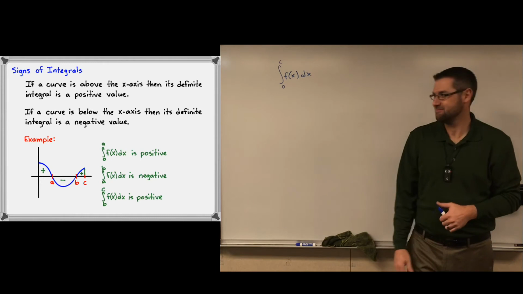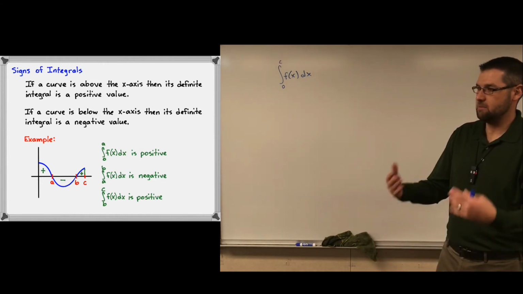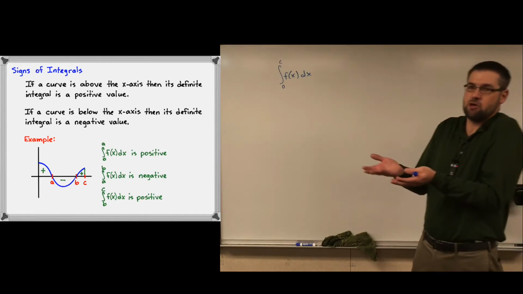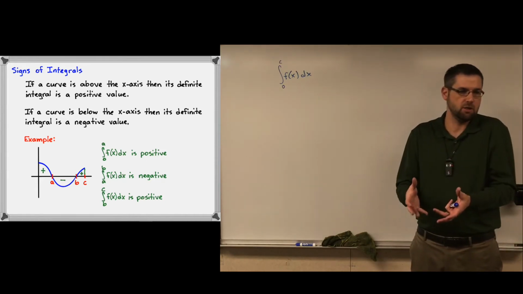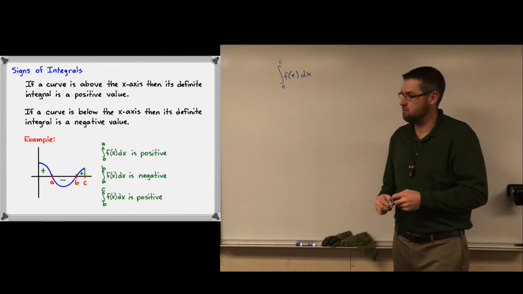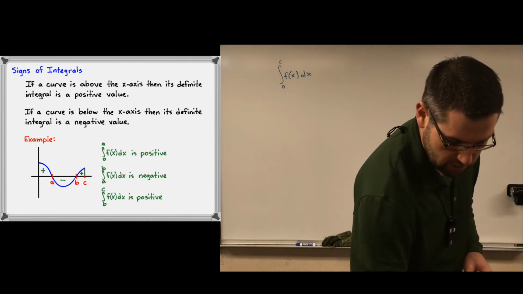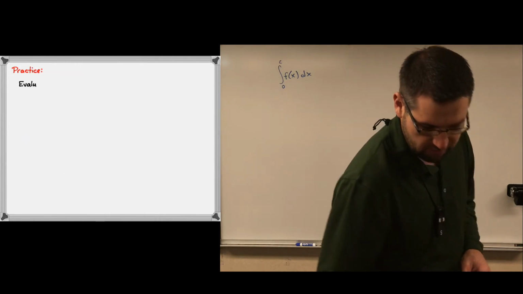You do 0 to a, and a to b, and b to c, and then you add the values together. Yeah, you'll add them together, and if the positive region is greater than the negative region, it'll be a positive answer, right? If the negative region is greater than the positive region, then it'll be a negative answer. Are we good with that?